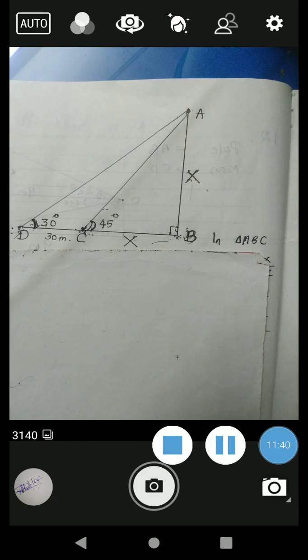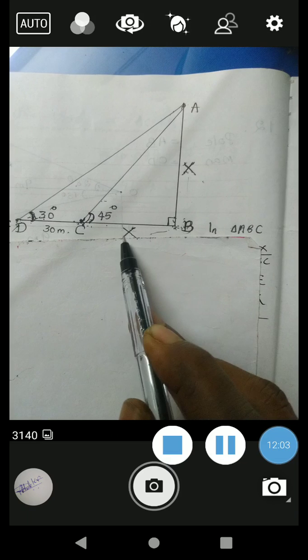In the figure already given below, it is given that AB is perpendicular to BD and is of length x meters. DC is equal to 30 meter, angle ADB is equal to 30 degree and angle ACB is equal to 45 degree. Without using tables, find x. That is the question. Find this x.